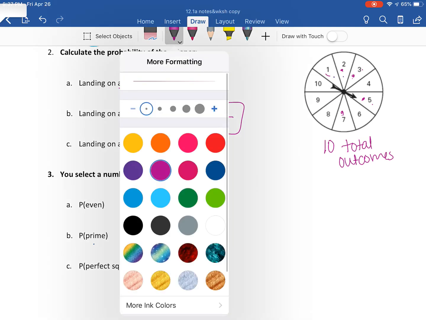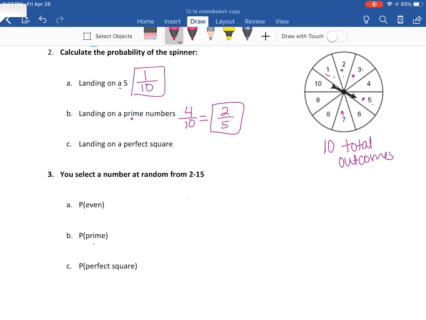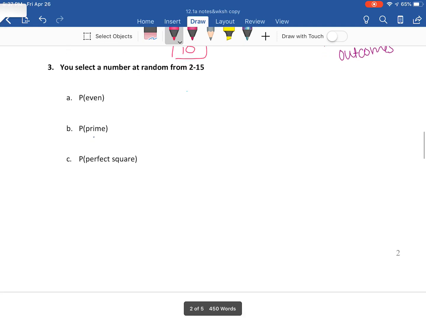Last but not least, the probability of landing on a perfect square. Well, 1 times 1 is 1, 2 times 2 is 4, and 3 times 3 is 9. So we have 1, 2, 3 perfect squares on our spinner, so 3/10 is the probability of landing on a perfect square. Let's do 3 more.